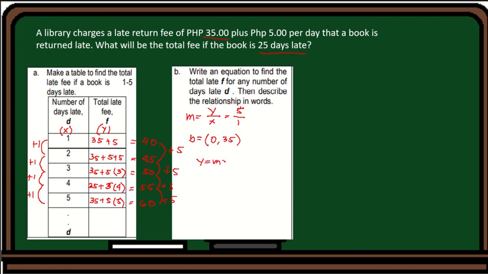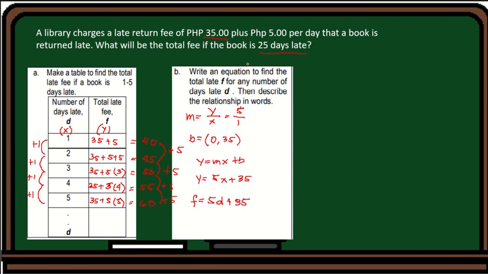So, y = mx + b, or we can have y = 5x + 35. Since we use D and F for our equation in this problem, y will be F, and x will be the days, or D. So F = 5D + 35. This equation represents that the total fee is equal to 5 pesos times the number of days plus the 35 pesos rental fee.